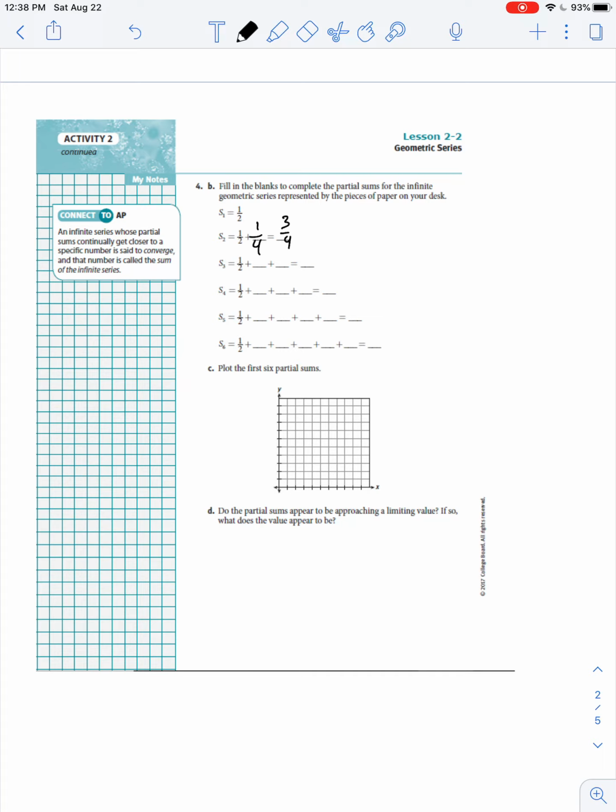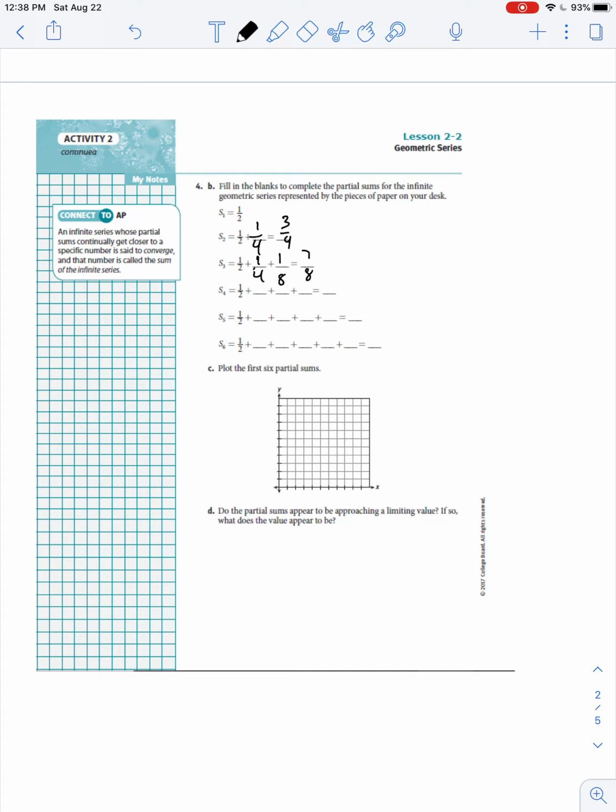Then we tore the paper again. So we were adding the 1/2 with the 1/4, but then adding a 1/8 to it. When you do that math, if you remember common denominators and all that fun stuff, you actually get 7/8. That's even closer to 1. So that pile on your desk is getting closer and closer to a full sheet of paper, the original sheet of paper that you started with.